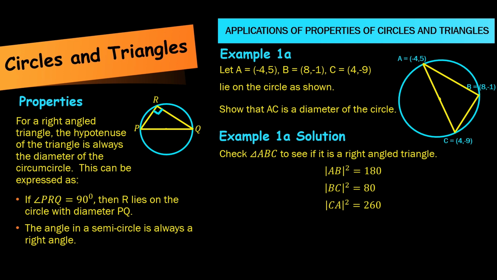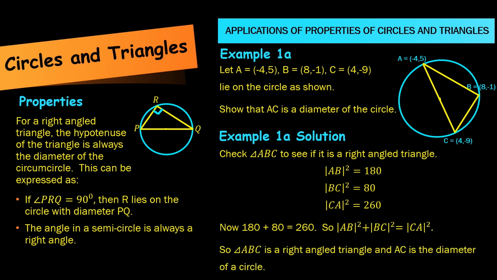So here's a summary of the results. Now 180 plus 80 is equal to 260. And therefore, mod AB squared plus mod BC squared equals mod CA squared, as shown. And therefore, triangle ABC is a right-angled triangle, and AC is the diameter of a circle.